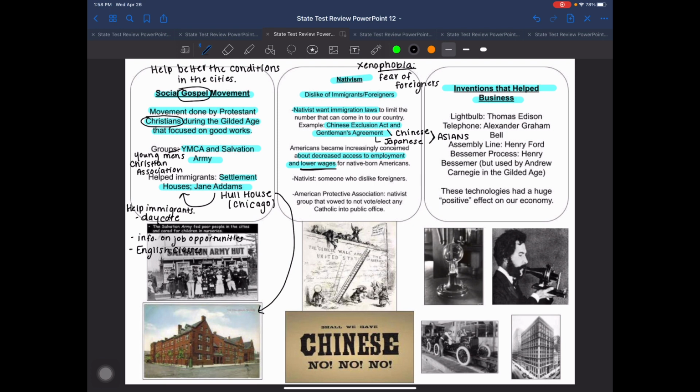of America. Now, again, a nativist, this is a person who does not like foreigners. So a nativist, okay, would have definitely supported laws like the Chinese Exclusion Act and the agreement made by Teddy in Japan to keep the Japanese out.